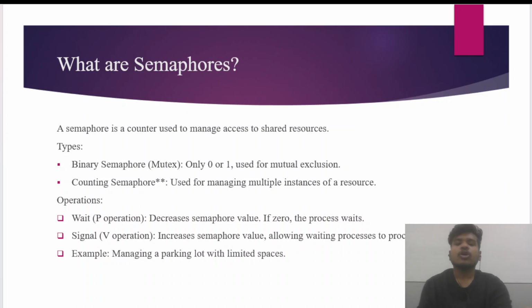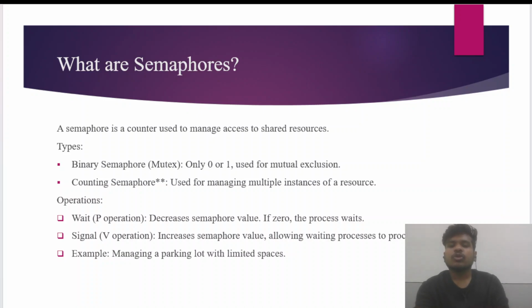Example, imagine a parking lot with limited spaces. The semaphore represents the number of empty spaces in that parking lot. A car, that is a process, will try to enter. It does a wait operation which decreases the semaphore. And when the car leaves, it does a signal operation which increases the semaphore, allowing another car to park. That is how semaphore works.